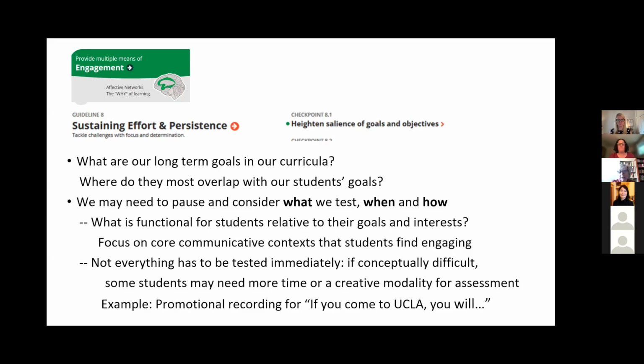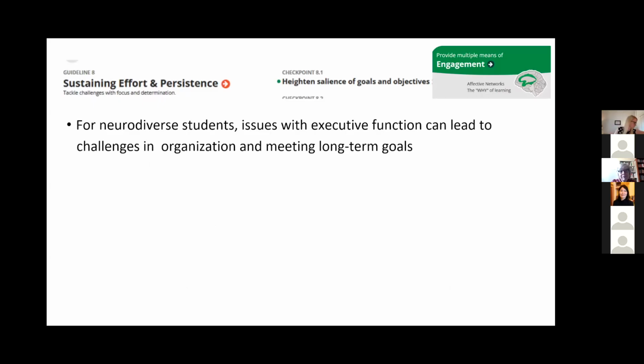If you come, если вы поступите в наш университет, вы будете жить в общежитии, as opposed to вы получите качественное образование. So contrasting aspect through a particular context of a promotional recording. It's a memorable context, meaningful, and certainly more meaningful than getting a bad grade on a written test.